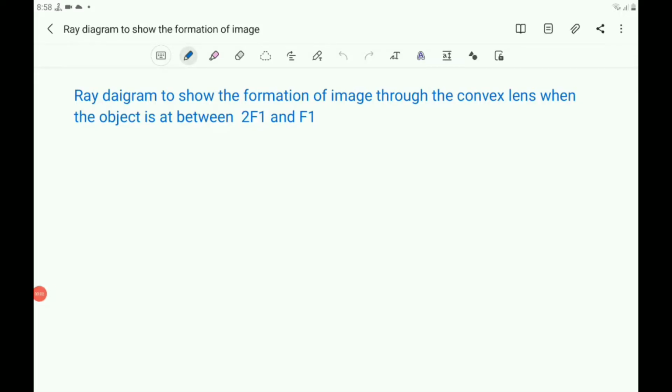Children, it is a continuation of the ray diagram to show the formation of the image through the convex lens. Now let us discuss the method of drawing the ray diagram to show the formation of image through the convex lens when the object is between 2F1 and F1, that is between the principal focus and center of curvature. Now let us observe the ray diagram drawn by the student to show the formation of the image through the convex lens when the object is between 2F1 and F1.